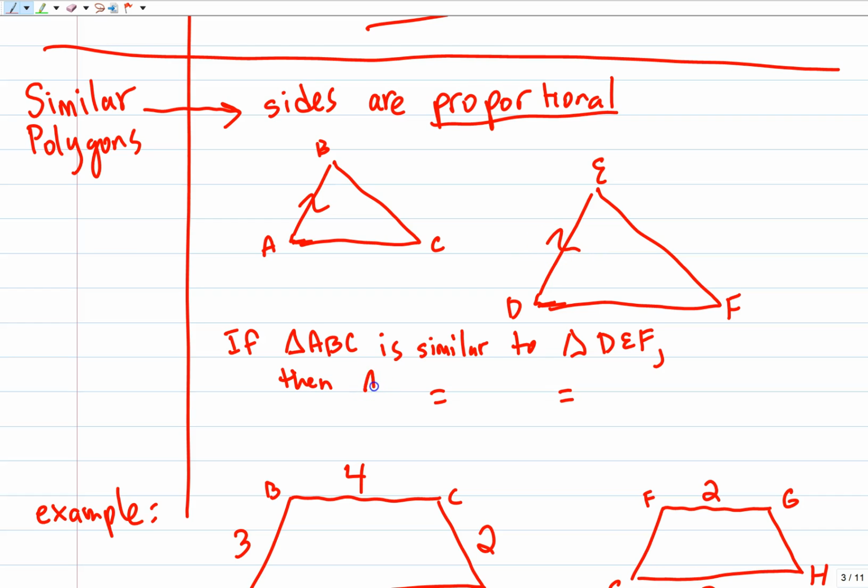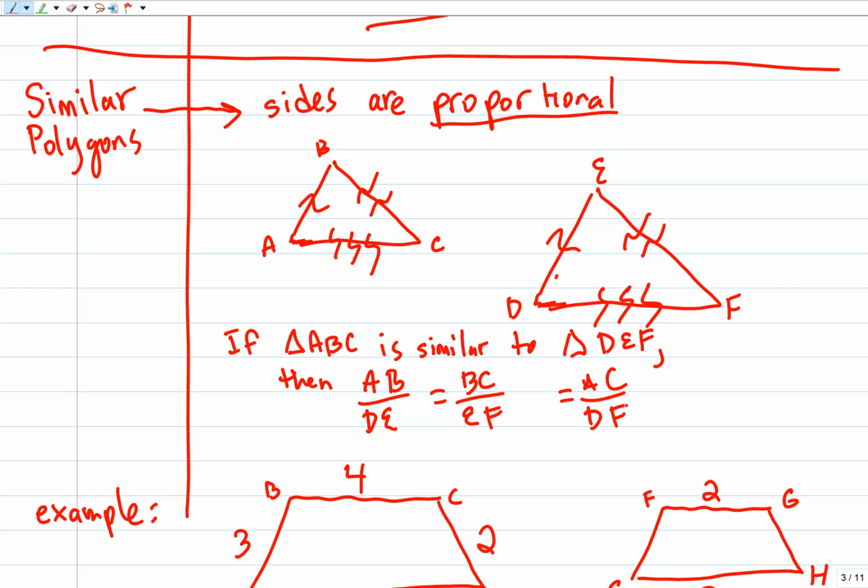Then I can set up a ratio and say AB over DE is equal to BC over EF. And last, AC is similar to DF. So I could set up a ratio, AC over DF. If they are similar, then the sides are proportional. We can set up ratios of the sides, and the ratios should stay the same, should stay proportional.